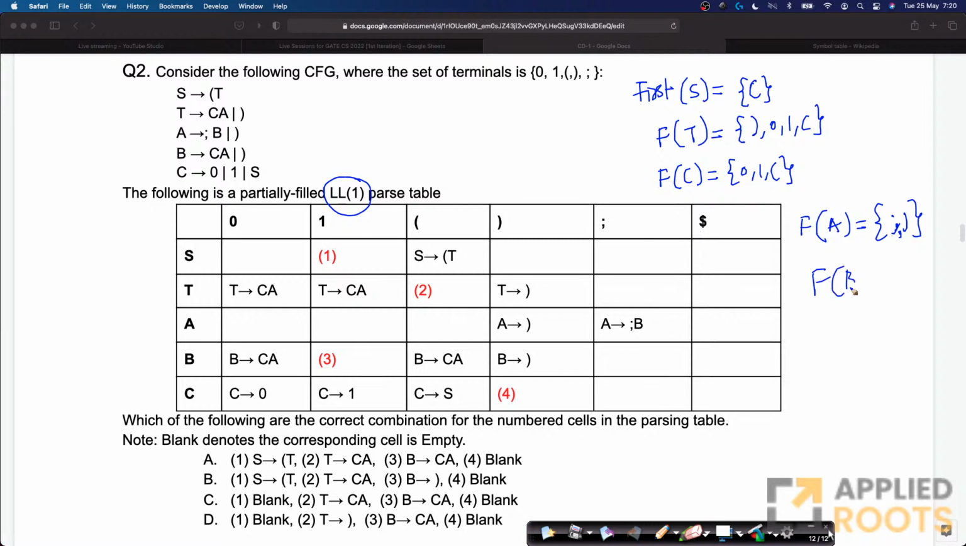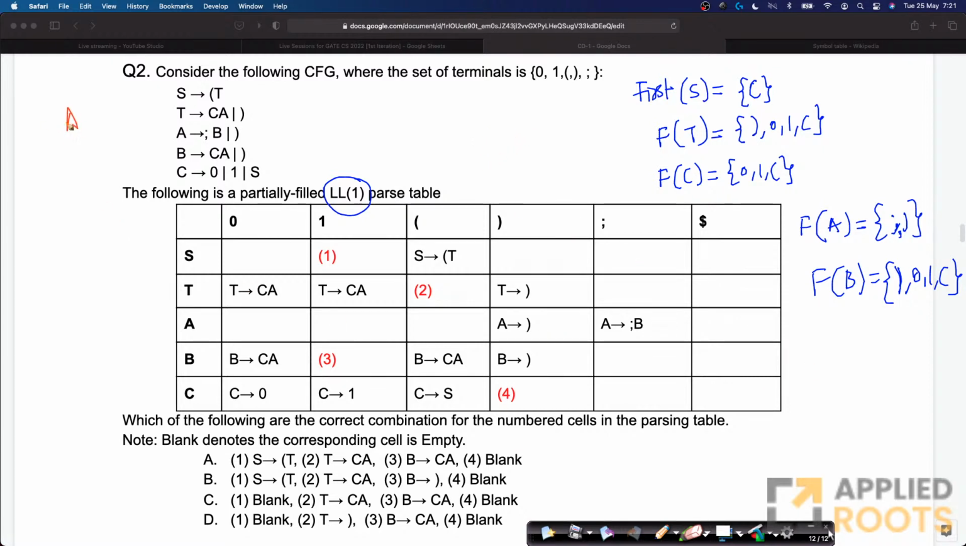What about first of B? First of B is this closed parenthesis and first of C. What is first of C now? First of C we already know, right? First of C is 0, 1, open parenthesis. So you have computed the firsts of all the non-terminals. This is the first step. Just follow the steps. Then there are literally 2 simple rules, right?